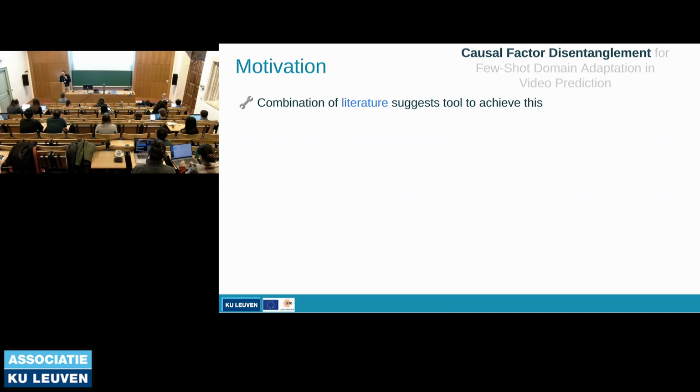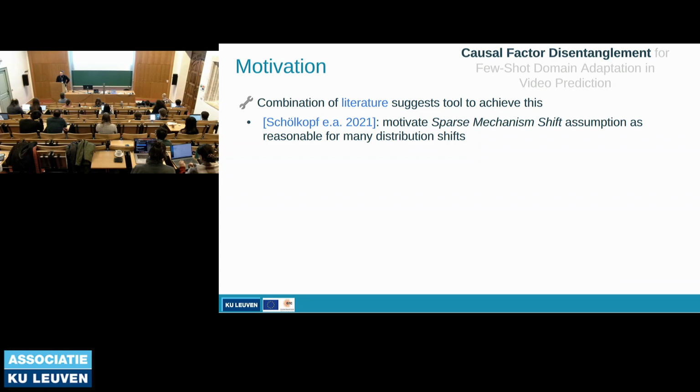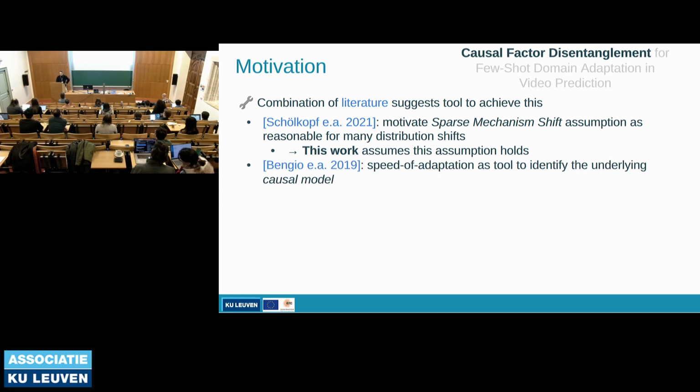And so the reason why we might think that this causal factor disentanglement might help is basically 3 works in literature which kind of suggest they could be put together for this. The first one is one that motivates the sparse mechanism shift assumption as reasonable. And so basically what we do is we then assume that holds. The second one is something that relates speed of adaptation with correctly identifying the underlying causal model, so correctly disentangling the variables of interest. And in this work, speed of adaptation is the tool and the end goal is identification.